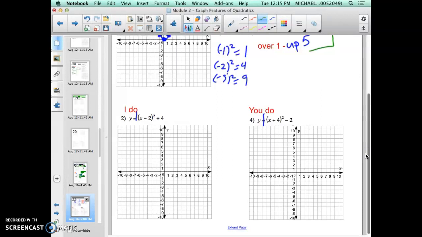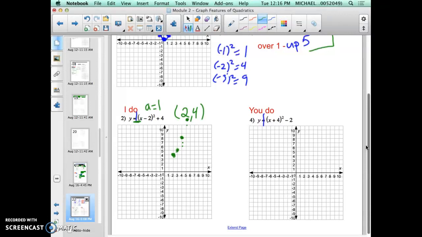Again, we're describing the transformation based off the parent function that I just graphed. And we found this vertex to be 2, 4. So I'll plot 2 up to 4 right here. And this step pattern works no matter what. We already identified A equals 1 here, so I can use this version of the step pattern. So I go over 1, up 1. Over 1, up 3, 1, 2, 3. And over 1, up 1, 2, 3, 4, 5.